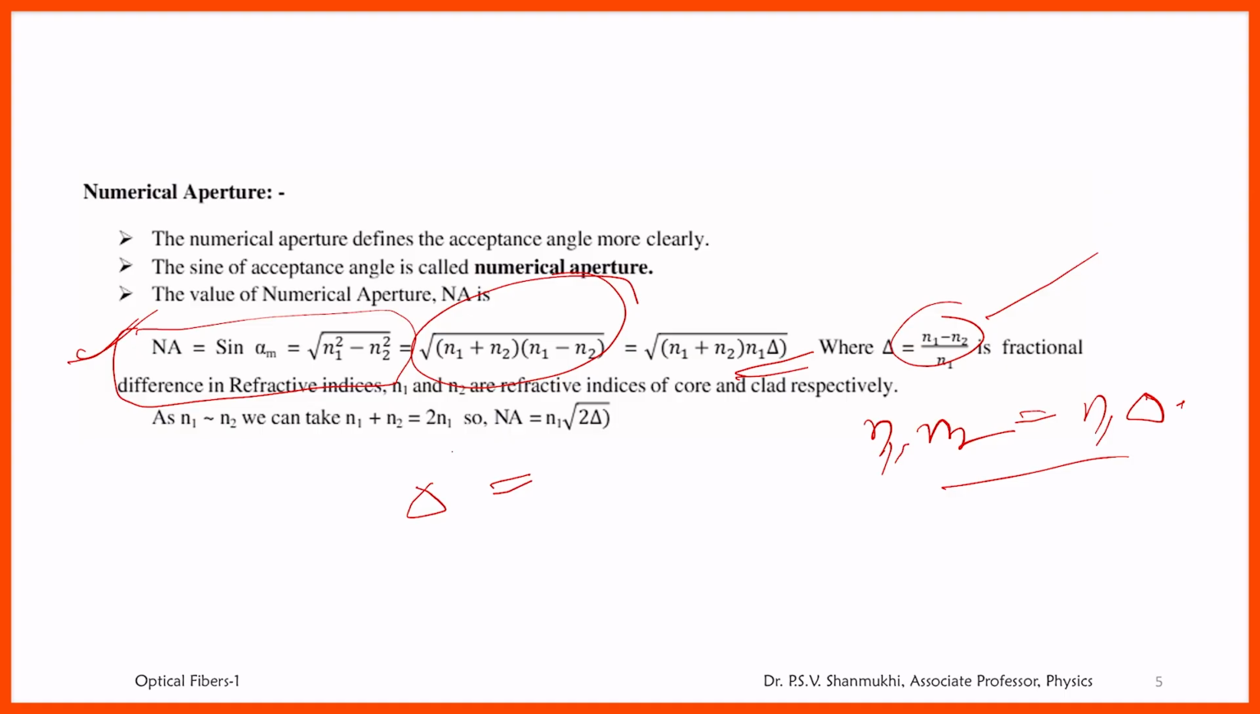Therefore, what is the numerical aperture now? NA is equal to N1 into root over 2 delta, where delta is the fractional index difference. There is another formula for this NA. The initial formula, NA is equal to root over N1 square minus N2 square, and another formula in terms of delta, NA is equal to N1 into root over 2 delta. So this is the other formula for the numerical aperture.